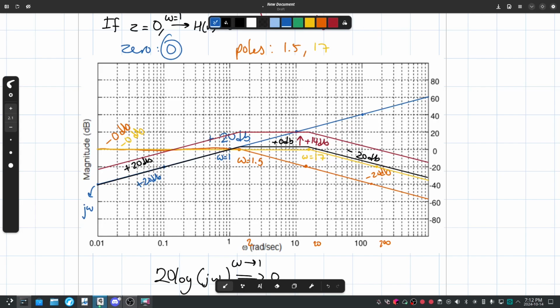And let's see, why does it level out at 1.5 to 17? It levels out at this point because, it's a little bit messy to look at here, but at this point we have minus 0 decibels, we got minus 20 decibels. You see this is pulling down, and we still have our 0 pulling up, plus 20 decibels. Add this all up, you get a change of 0 decibels.